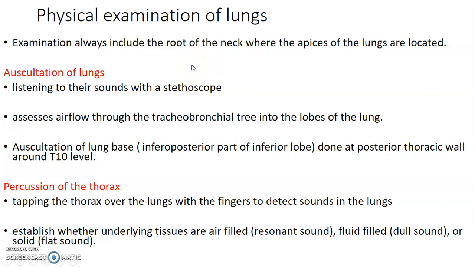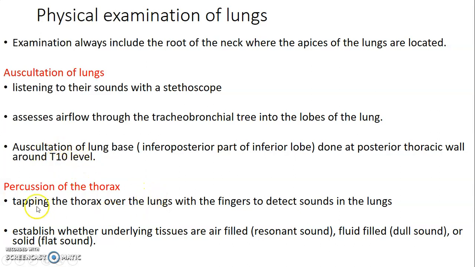So how do you physically examine the lungs? There is auscultation with a stethoscope. You listen to how air enters and leaves the lung, and you have to auscultate from the apices to the bases of the lung, both on the anterior thoracic wall and the posterior thoracic wall. The apices will be mainly auscultated above. You can even auscultate above the clavicle, while the bases can be auscultated on the posterior thoracic wall at T10 level.